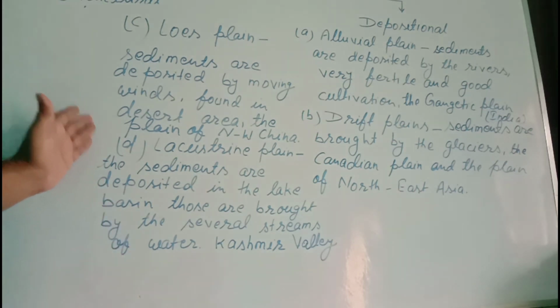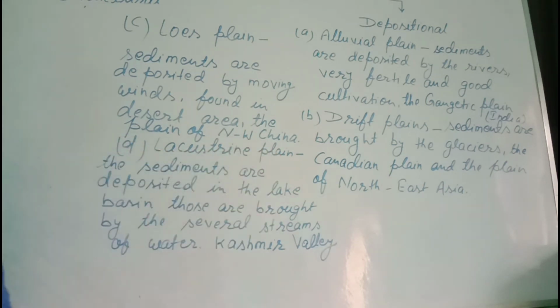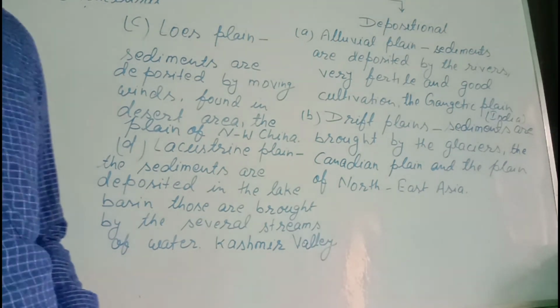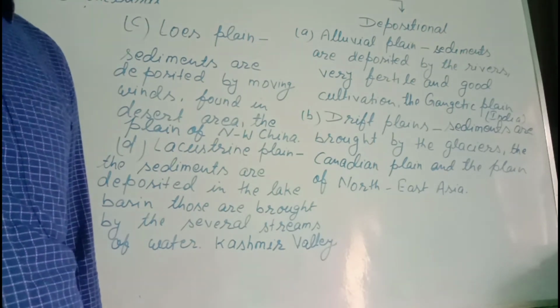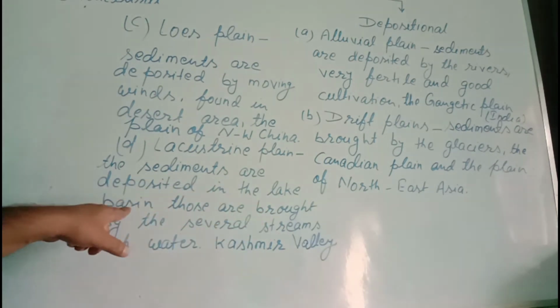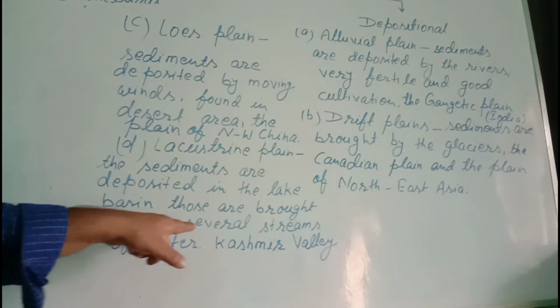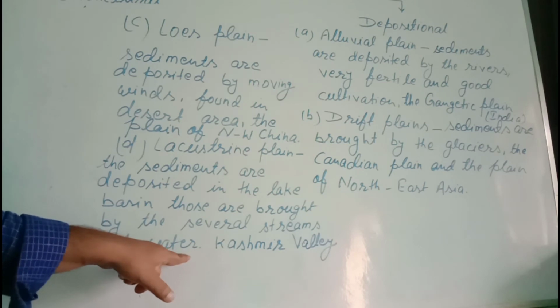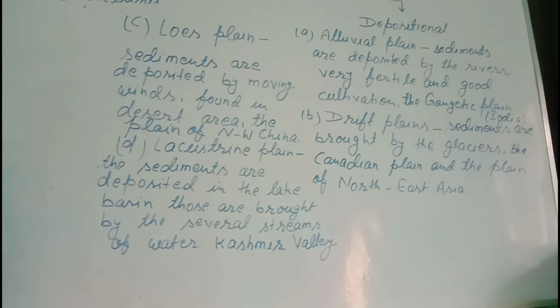And last kind of depositional plain is lacustrine plain. In this type of plain, the sediments are deposited by several streams of water. Those come down from the mountain, and the sediments are deposited in the lake basin. Those are brought by the several streams of water. Example is Kashmir Valley.